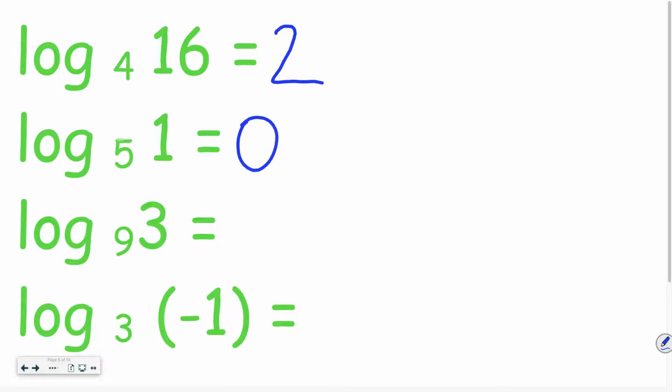Okay. Let's see. Log base 9 of 3. Sydney, what do you have for that? We have -2. You have -2. Or 1/2. Or 1/2. Okay. If we're not sure about an answer for a logarithm, what could we do? We could rewrite it. So our base is 9. Is 9 to the negative second power 3?